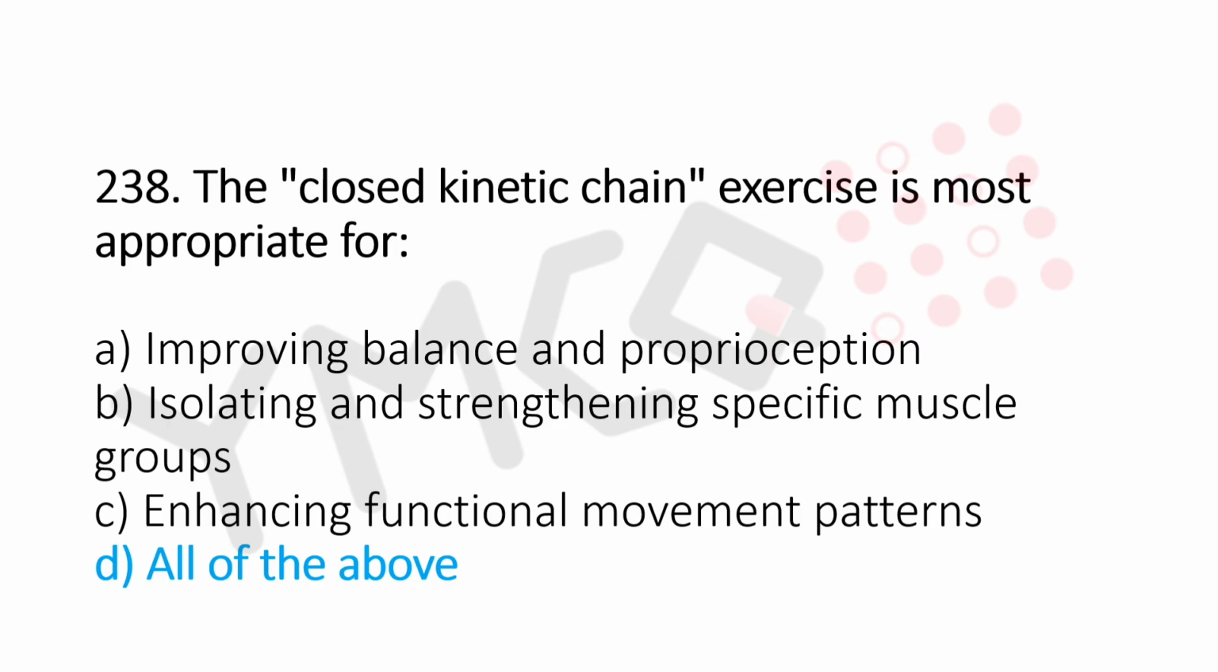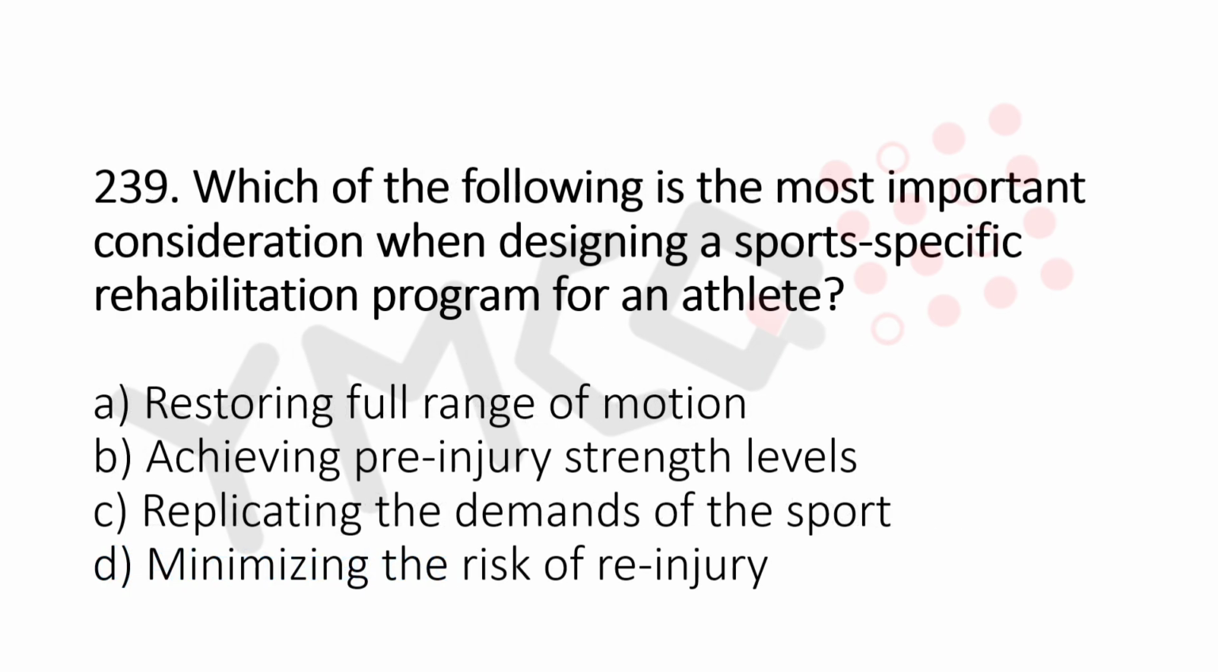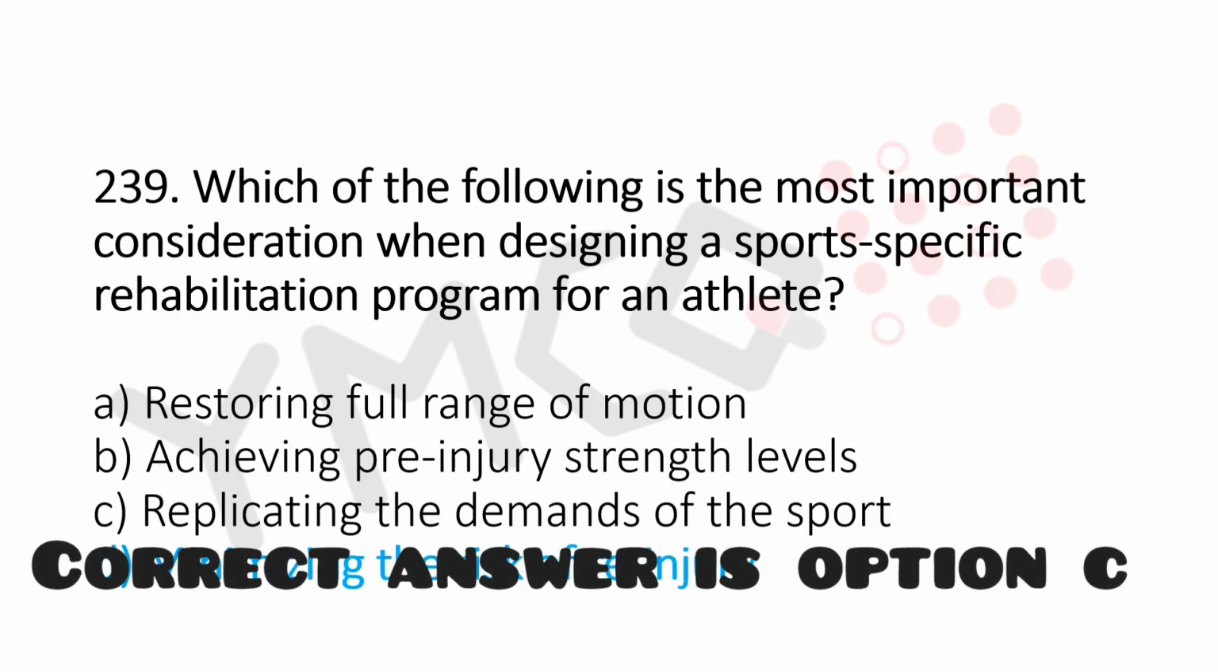Now let's move to question number 239. Which of the following is the most important consideration when designing a sport-specific rehabilitation program for an athlete? Option A, restoring full range of motion. Option B, achieving pre-injury strength levels. Option C, replicating the demands of the sport. Option D, minimizing the risk of re-injury. And the answer is option C, replicating the demands of the sport.